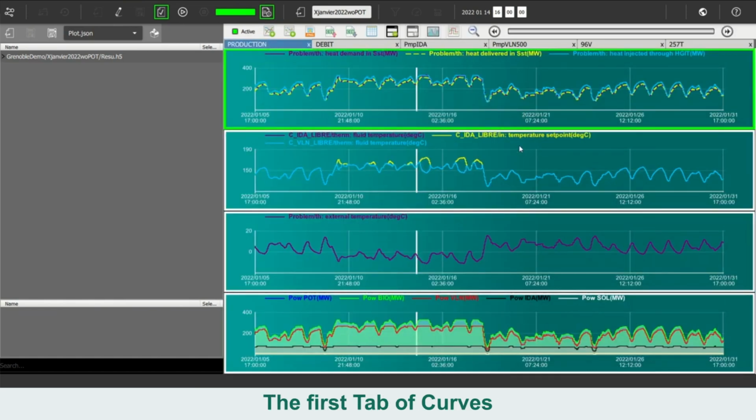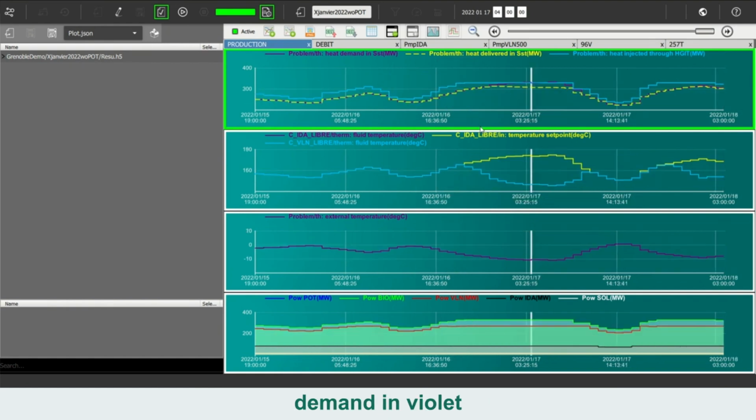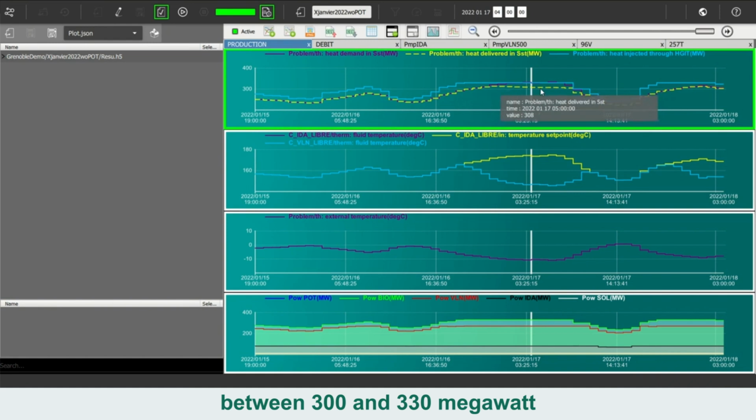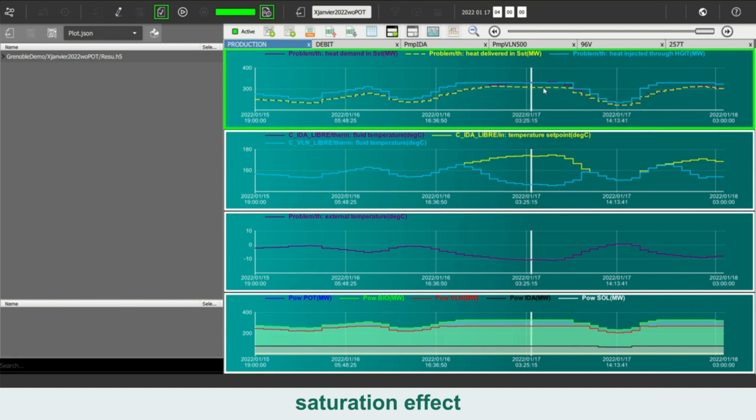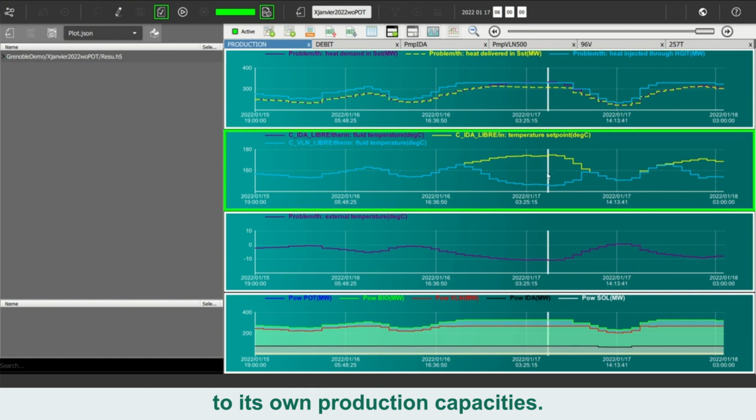The first tab of curves gives an overview of what's happening on this network from a production point of view. The graphs in this tab show a significant discrepancy between the total power demand in violet and the power actually delivered, with a difference of around 30 megawatt between 300 and 330 megawatt on January 17th. The graphs show a fairly clear saturation effect on the flow temperature, visible in the second graph from the top, mainly on the Villeneuve site, which is responsible for load following and therefore sees a flow that is too high in relation to its own production capacities.